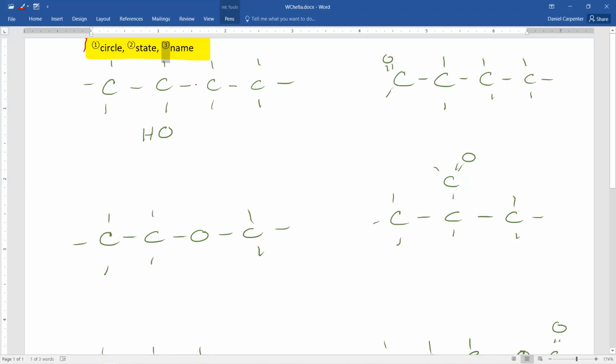So in the first one, these aren't numbered, this is just practice. What's not regular carbon and hydrogen? OH. So we circle it. This is one, circle. Now we're going to state it. This is two, state. OH only. So only an OH is three, name, an alcohol.